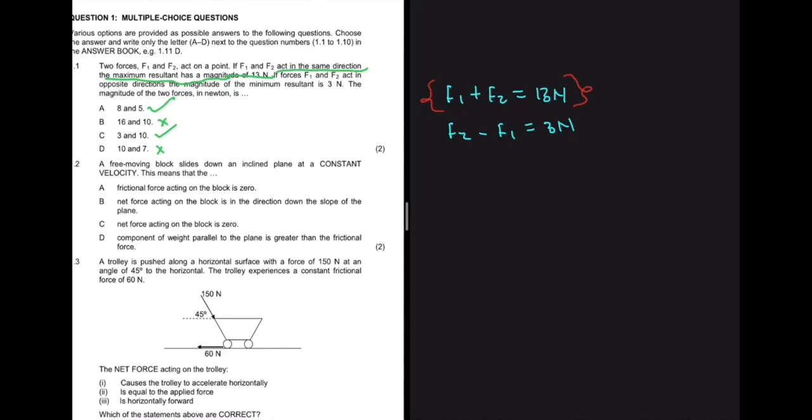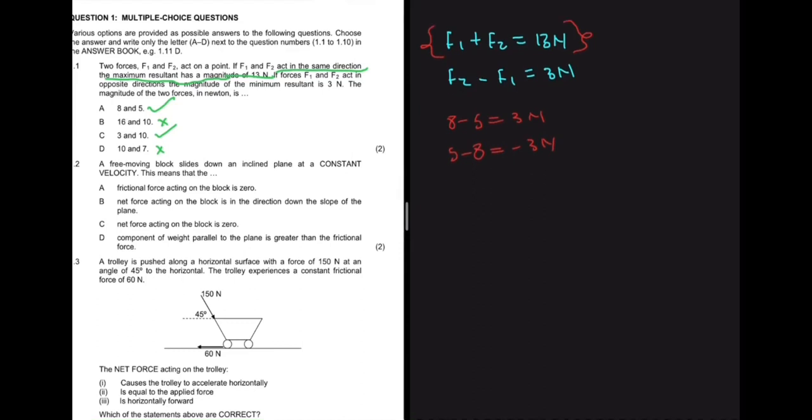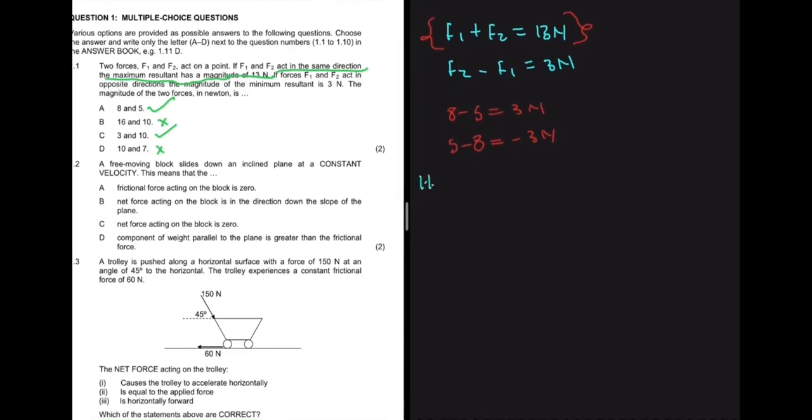We need F2 minus F1 to be equal to 3 newtons. So you can see for option A, if you say 8 minus 5, you're going to get 3 newtons. And if you say 5 minus 8, you're going to get minus 3 newtons, right? We are only interested in the magnitude. So 8 and 5 clearly works. So our answer for 1.1 is going to be A.